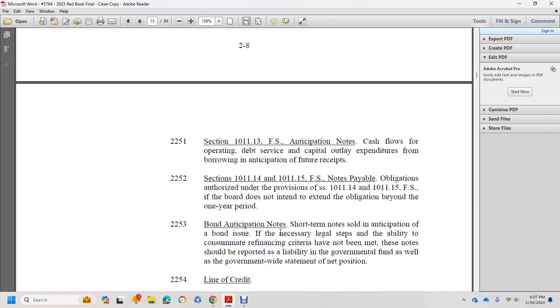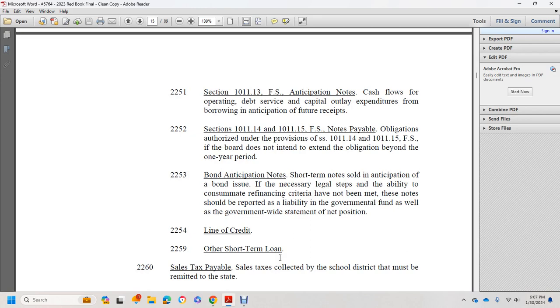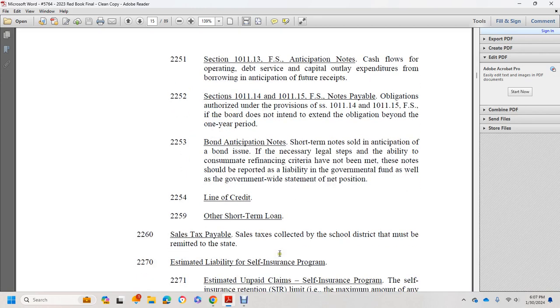2253, bond anticipation, short-term notes sold in anticipation of the bond issue. If the necessary legal severability with the consummation of the refinancing criteria have not been met, these notes shall be reported as a liability of the governmental fund as well as in the government-wide statement of net position. 2254, line of credit. 2259, other short-term loan.